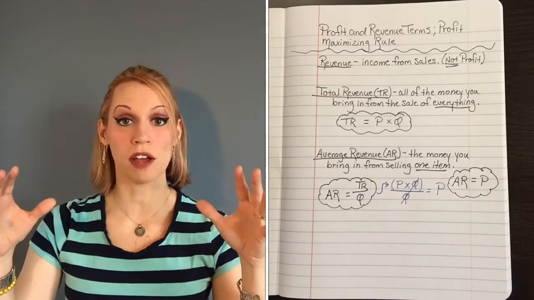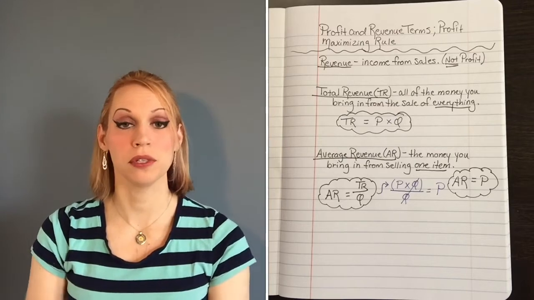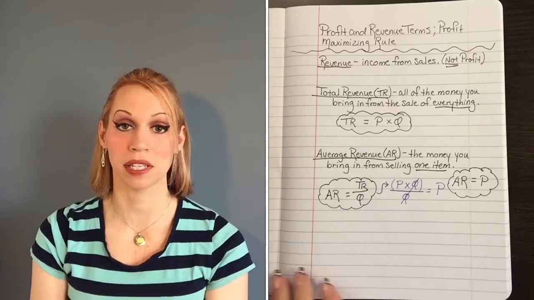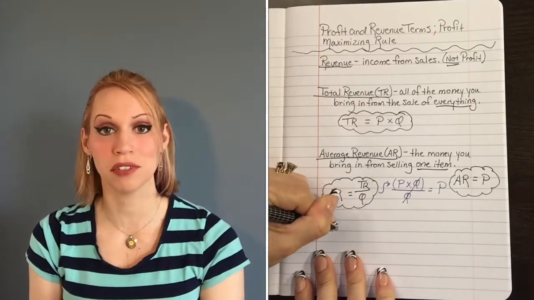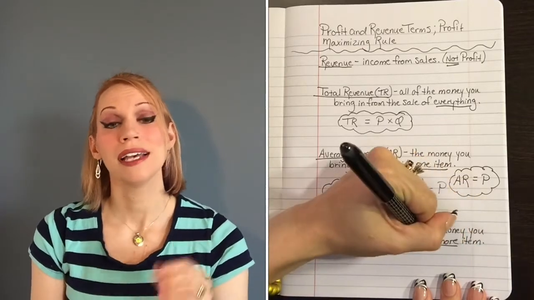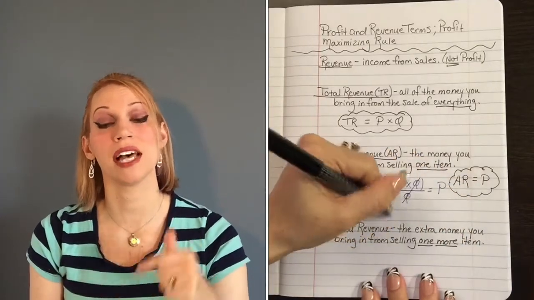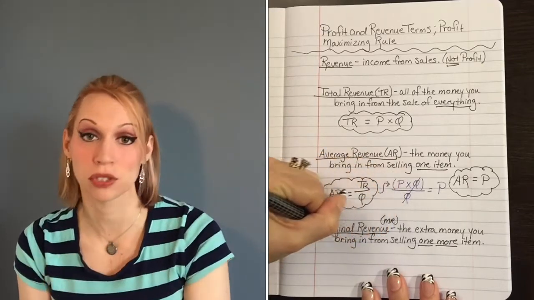Well, we had total revenue, which is how much money we bring in from selling everything. Average revenue, which was how much money we bring in from selling one thing. So our next term, as you can probably guess, is marginal revenue. Now, since marginal means extra, you know that marginal revenue is how much money we bring in when we sell one more unit of output or when we sell an extra thing.